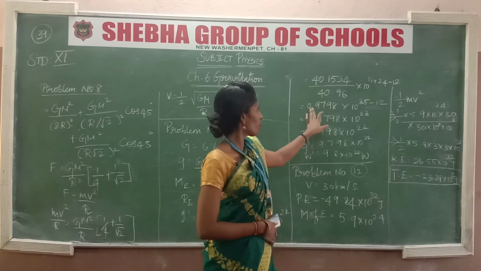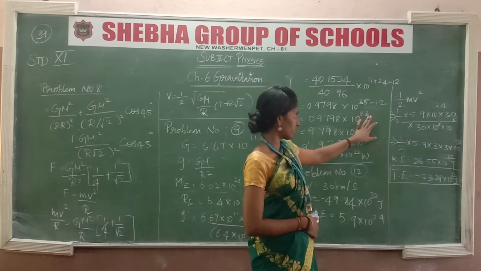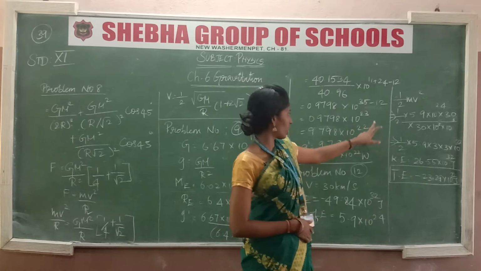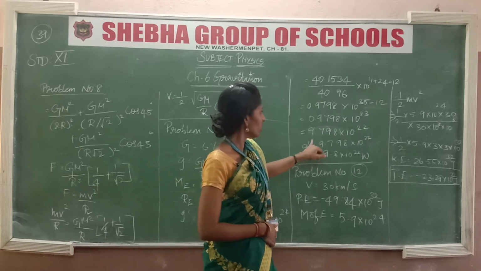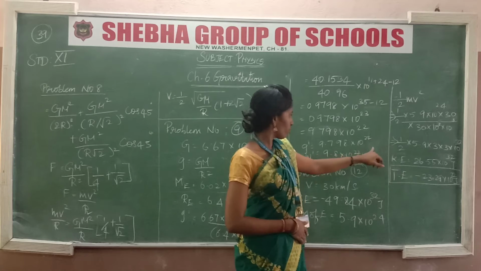So 0.9798. When we finally round this off, the power becomes negative, so -1. The 0 point finally becomes -1, so the power is 22. So 9.798 is the rounded value, into 10 to the power of 22.